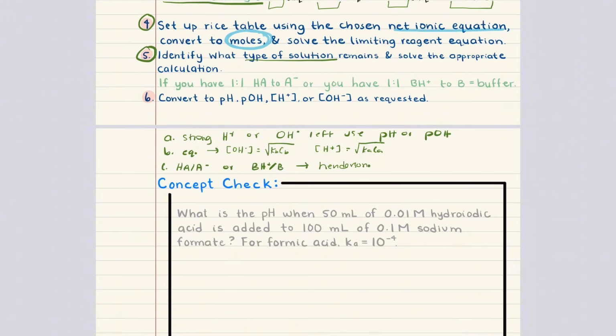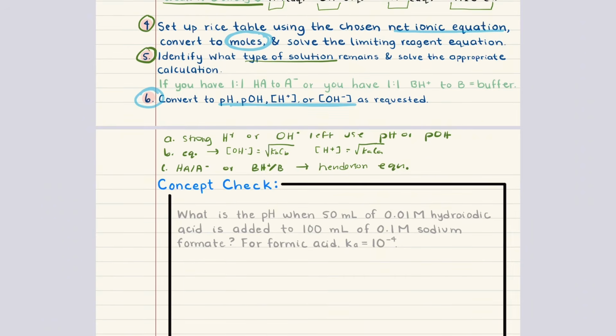That idea leads us to step 6, where you're going to finish by converting to the quantity that the question asks for. That can be pH, pOH, the concentration of hydrogen ions, or the concentration of hydroxide ions, or whatever else. And you're going to check that your answer makes chemical sense. If acid was in excess, then the pH should be below 7. If the base was in excess, the pH should be above 7. If you landed in a buffer region, the pH should sit near pKa and move smoothly, not make any drastic jumps in that region.